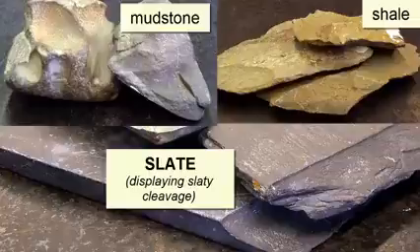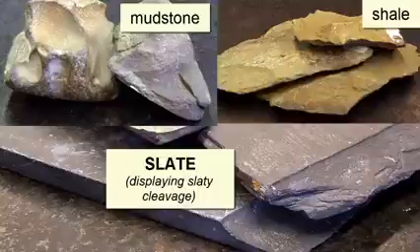Mudstone is less dense and compacted. Shale is more dense and compacted. Slate is the most dense and compacted.